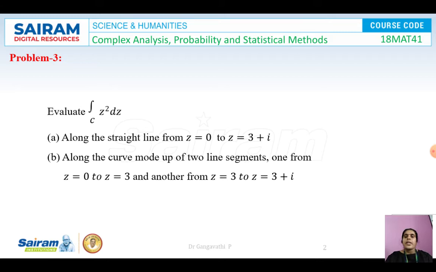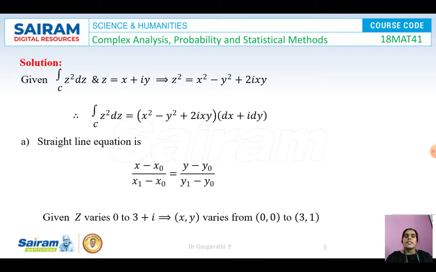So here, let us look at the third example. Evaluate the integral over C of z square dz, and this integration must be performed along two curves, one is A and the other one is B. Curve A is a straight line from z equal to 0 to z equal to 3 plus i. The second curve is made up of two line segments, one from z equal to 0 to z equal to 3, and the other from z equal to 3 to z equal to 3 plus i.